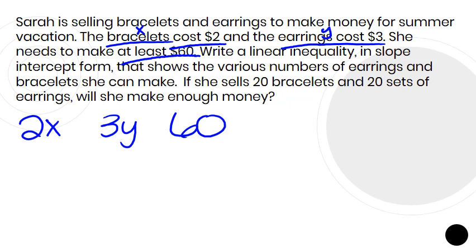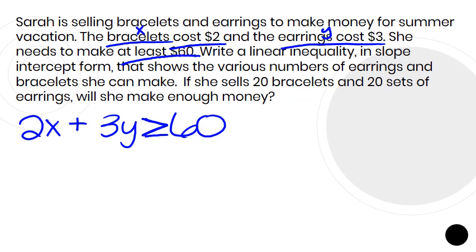Now, at least $60. Can she make $59? No. Can she make more than $60? Yes. So we want 60 to be the least she makes. She wants to make more than 60. And if she makes at least, meaning exactly 60, that's okay too. Now she's selling both types together, so that's where we have a plus sign there.